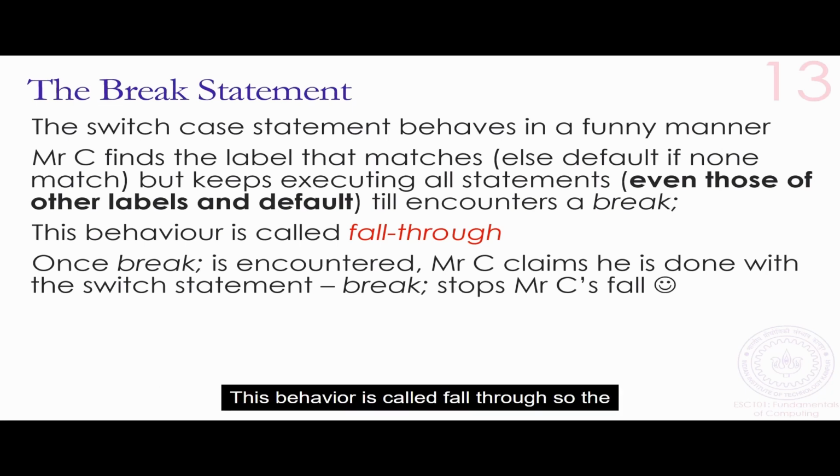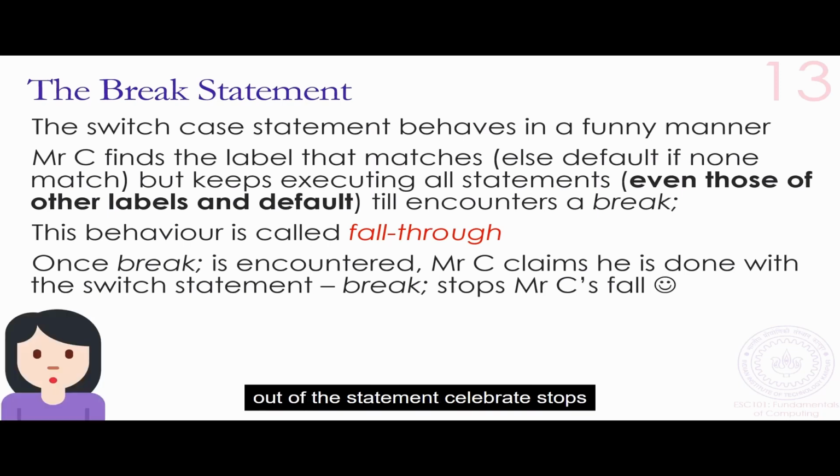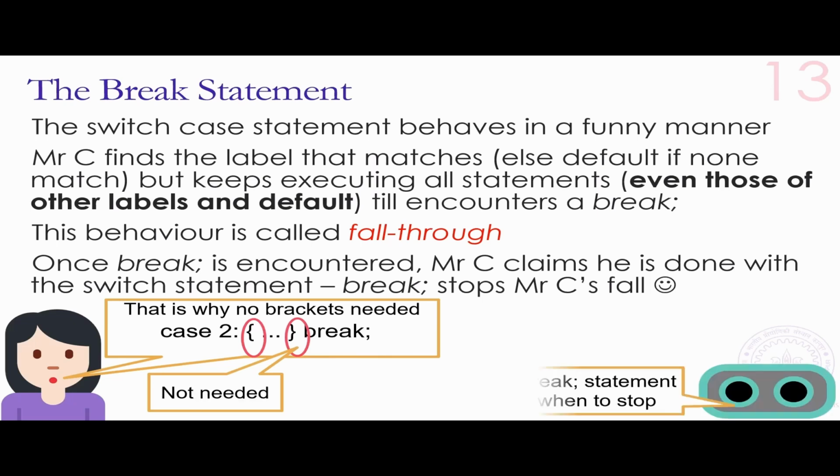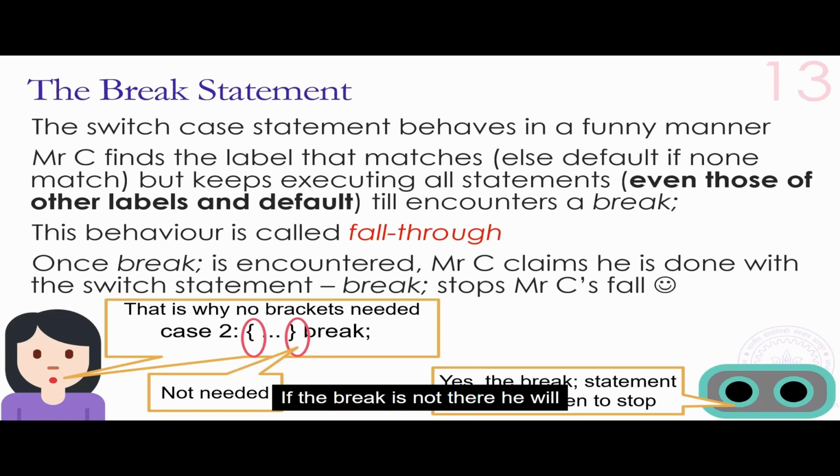This behavior is called fall through. So the control falls through all the cases where there's no break specified. The break statement is what blocks the fall from proceeding any further. So once break is encountered, Mr. C says he's done with the switch statement and he steps out of the switch statement. So the break stops Mr. C's fall. This is why, unlike with if else, where you have to have brackets, in switch case, you don't need brackets because Mr. C doesn't see them. He just sees a break. If the break is not there, he will not stop.